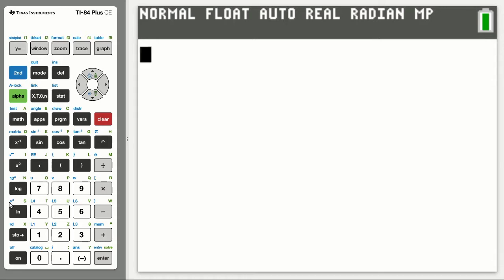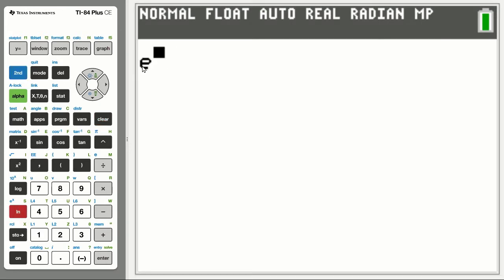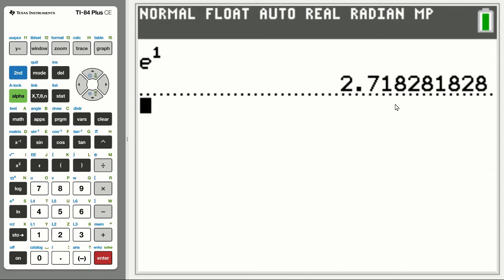Right on your keypad, right above the key with the label ln, there's the e to the x feature. So to access the e to the x feature, we go second ln, so that now is e to the x. At this point, the calculator is ready to accept some input. So earlier on the board, I was calculating e to the first power. So e to the first power technically means e to the 1, or it just equals e. So now hitting enter.